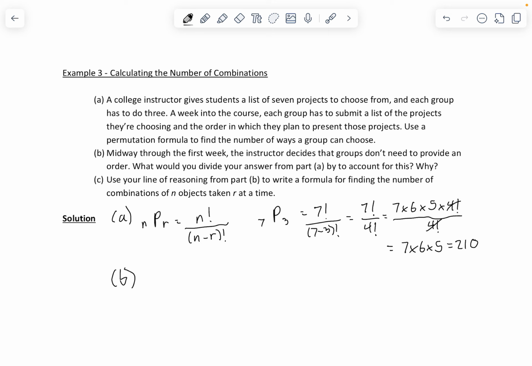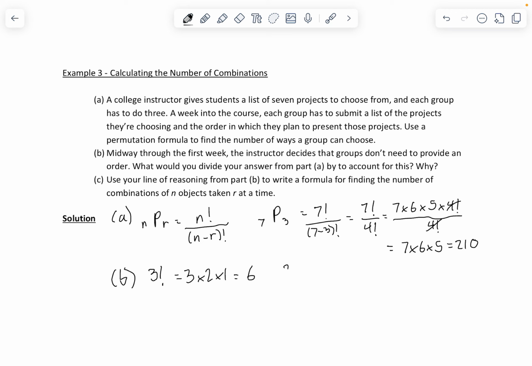Why 6? Well, because that's the number of ways that we can order 3 projects. The number of ways we can order 3 projects is 3 factorial, 3 times 2 times 1. That's essentially the fundamental counting principle that we talked about last time, which is equal to 6. So to find the number of projects to choose without regard for order, we would take the 210 permutations from part A and divide by 6.